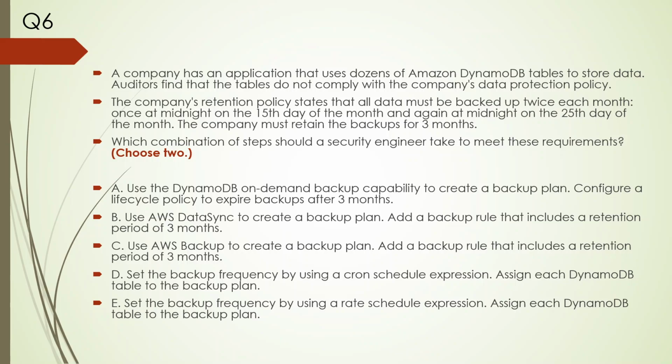Letter A, use DynamoDB on-demand backup capability to create a backup plan. Configure the lifecycle policy to expire the backup after 3 months. Letter B, use AWS DataSync to create a backup plan and a backup rule to include a retention period of 3 months. Letter C, use AWS Backup to create a backup plan. Add a backup rule that includes a retention period of 3 months. Letter D, set the backup frequency by using a cron schedule expression. Assign each DynamoDB table to the backup plan. Letter E, set the backup frequency by using a rate schedule expression. Assign each DynamoDB table to the backup plan.